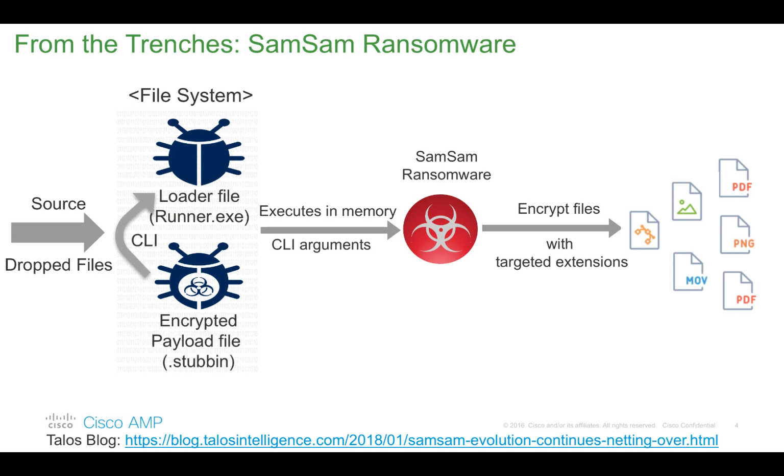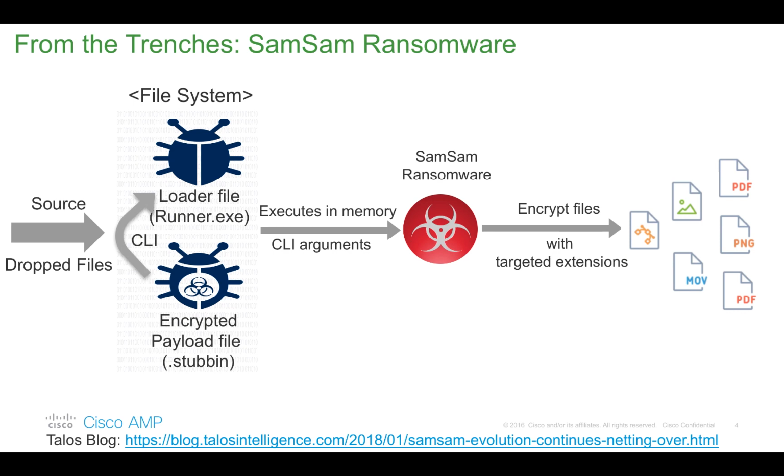What we know about this ransomware is that it's deployed using a loader which looks for a file with the .stubin extension, which is the actual ransomware sample stored in the encrypted format on the disk. Upon reading this file, the loader decrypts the payload with the password supplied as the first command line argument and executes it, passing the remaining arguments.